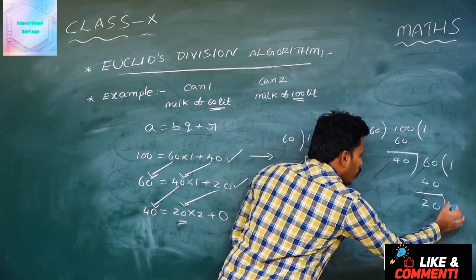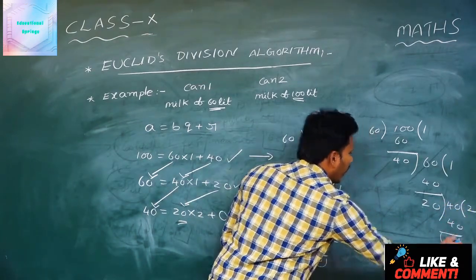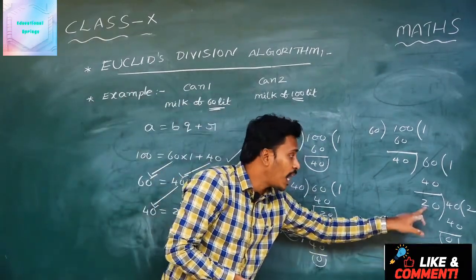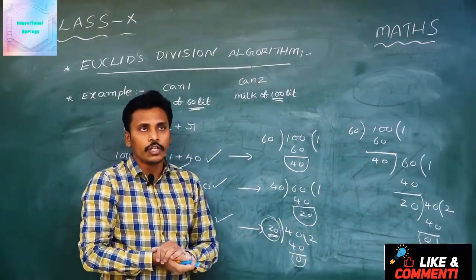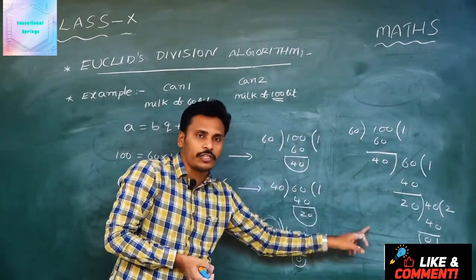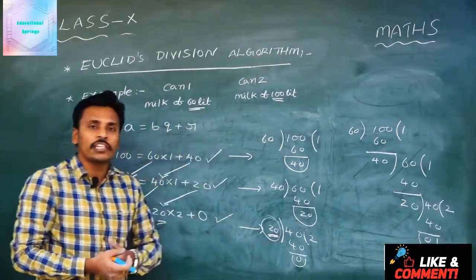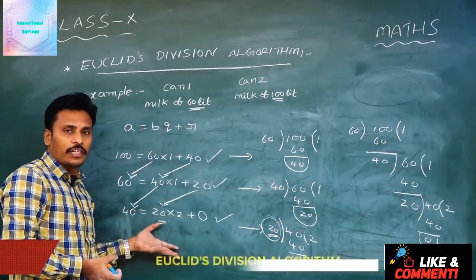Then in that case, you need to divide 40 by 20. 20 twos are 40, you are left with a remainder of 0. And at the end, since the remainder is 0, the last divisor, 20, is our HCF of the two numbers. So at the end, to find the HCF, we usually go with this procedure till we find a remainder of 0. But in examination, we need to represent that division using this Euclid's division lemma representation.